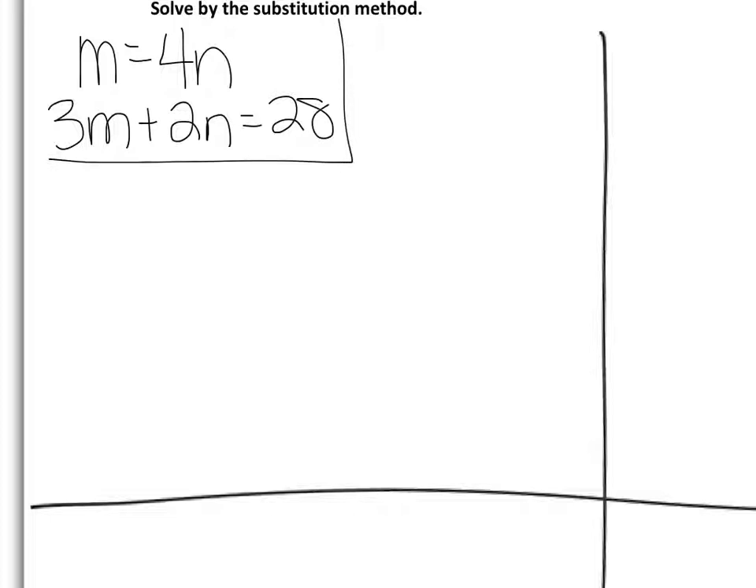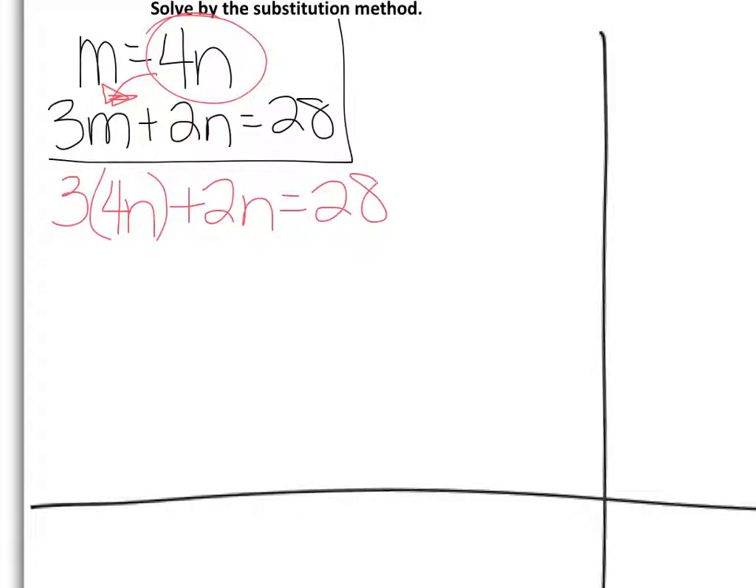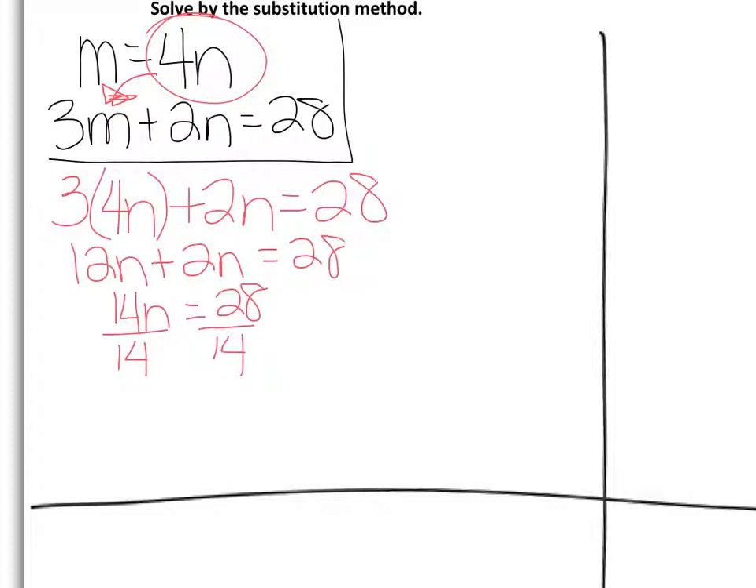So if we start at step 2, I'm going to take this value for m, and in my second equation, anywhere I see m, I'm instead going to plug in a 4n. So if we rewrite that second equation, instead of m, plug in 4n, and make sure you finish out the rest of the equation. So I have 3 times 4n plus 2n equals 28. 3 times 4n gives me 12n. If I combine my n's together, 12n plus 2n gives me 14n. And if I solve for n, I get n equals 2.